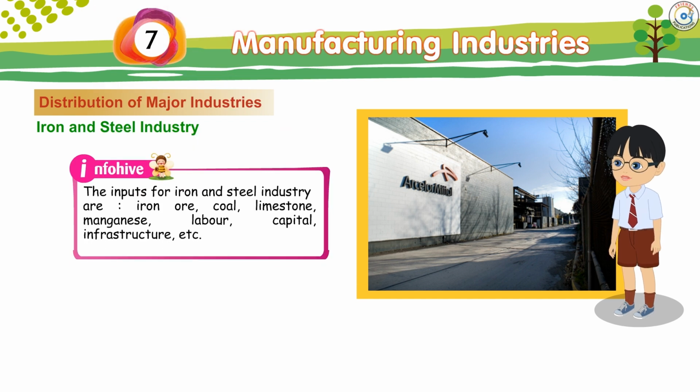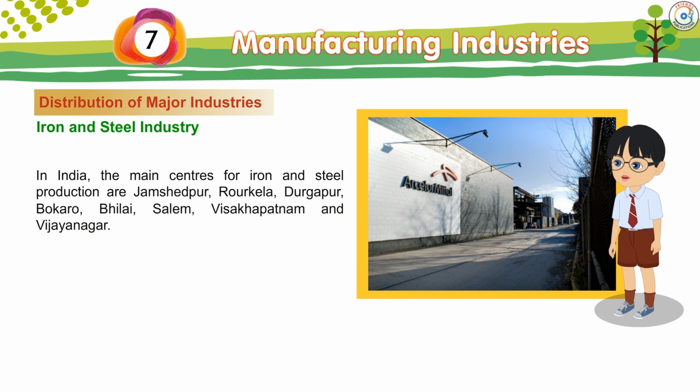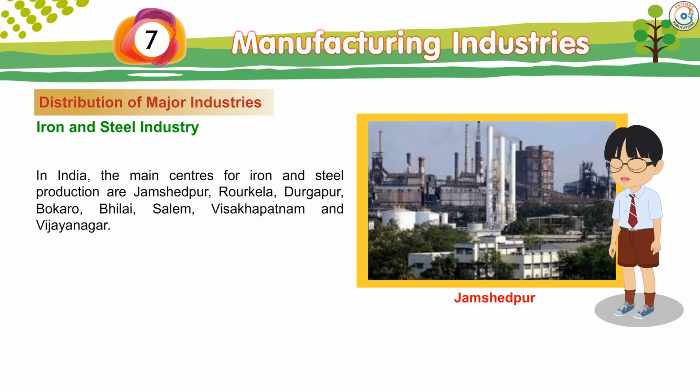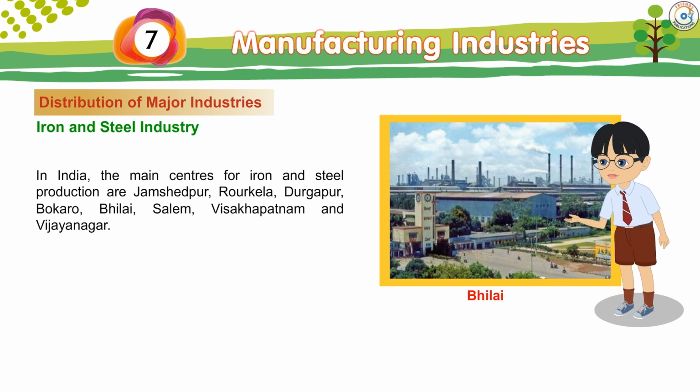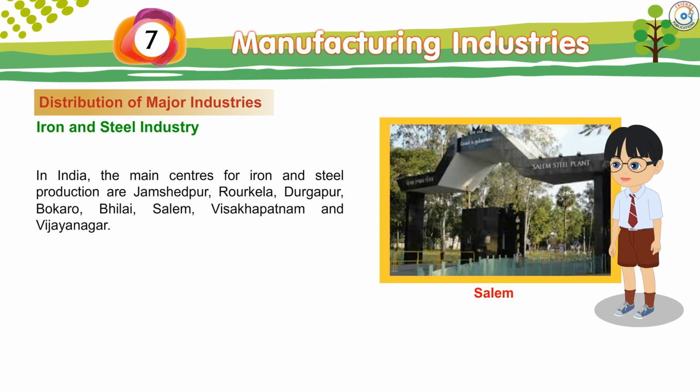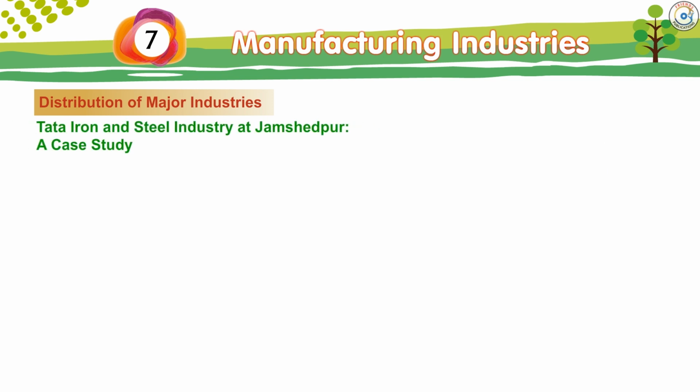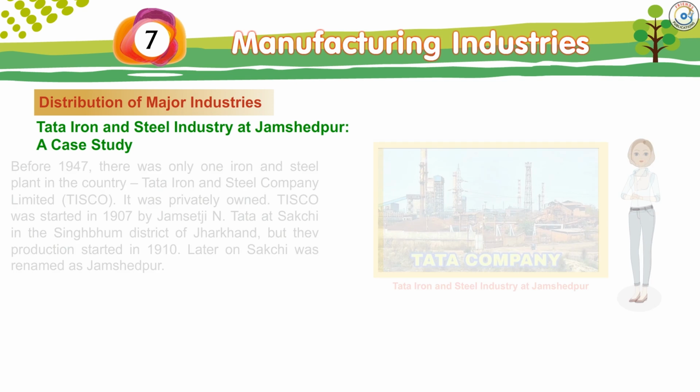The inputs for iron and steel industry are iron ore, coal, limestone, manganese, labor, capital, infrastructure, etc. In India, the main centers for iron and steel production are Jamshedpur, Rourkela, Durgapur, Bokaro, Bhilai, Salem, Vishakhapatnam and Vijayanagar. Tata Iron and Steel Industry at Jamshedpur, a case study.